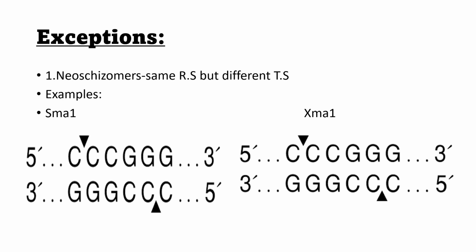The examples of neoschizomers are SmaI and XmaI. This is the recognition sequence of SmaI and this is the recognition sequence of XmaI. Neoschizomers have the same recognition sequence but different target sites. We can see the target sites of SmaI and XmaI are different, but the sequence is the same.